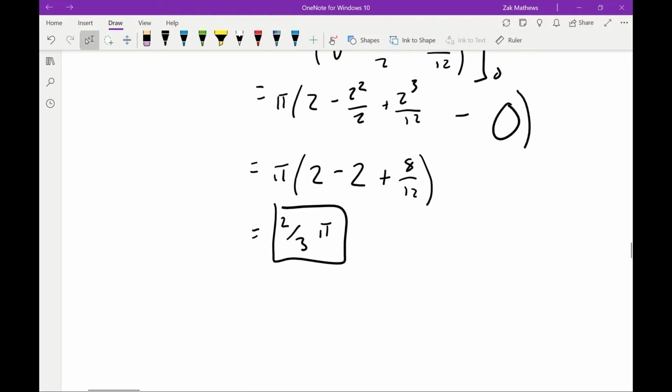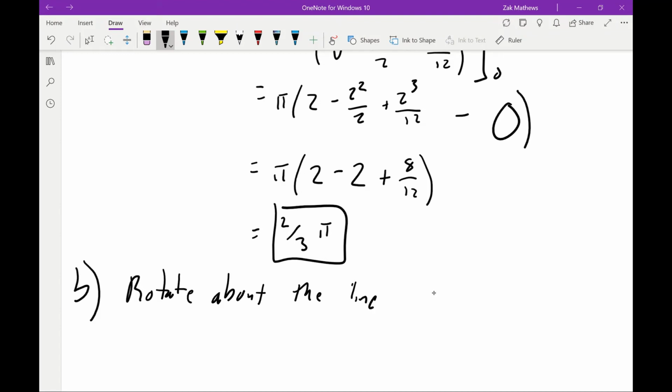But I want to do a second part to this because I want to see what happens if we shift that axis a little bit more. So this time we're going to rotate about the line x is equal to 2.